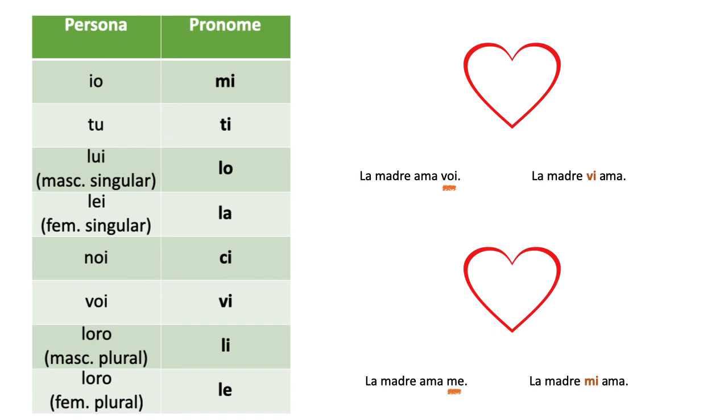What do we need to do again? We take the sentence, we identify the direct object, we look at the little table here, and we decide what pronoun we need to use to replace it. And we simply replace it with the pronoun, but remembering the important rule that the pronoun goes before the verb. Okay? That is how you use direct object pronouns in Italian.